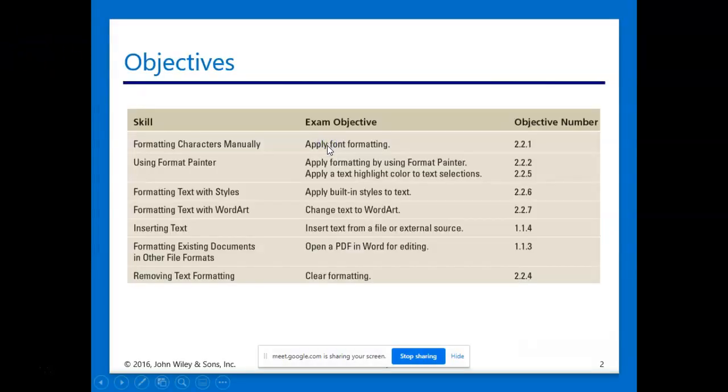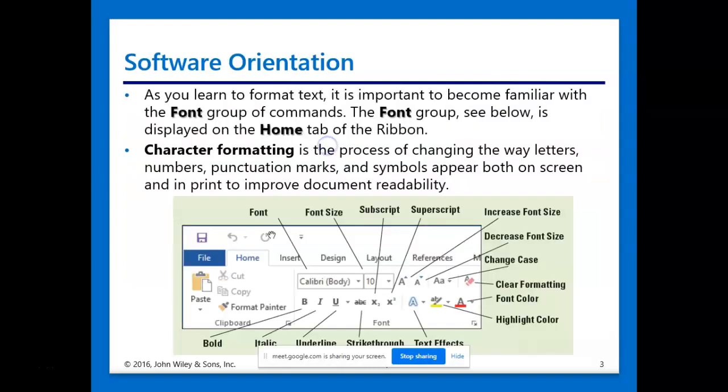So these are the skills and objectives that will be covered. You're going to apply font formatting, learn how to use the format painter, text highlight color, apply built-in styles to text, change text to word art, insert text from a file, and then you can actually open the PDF file in Word and edit it. And then you're going to learn how to clear formatting.